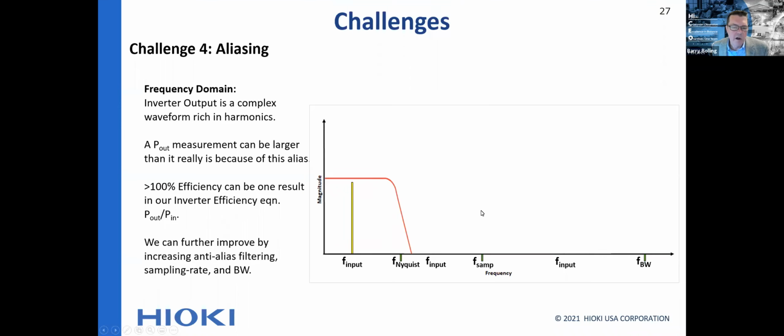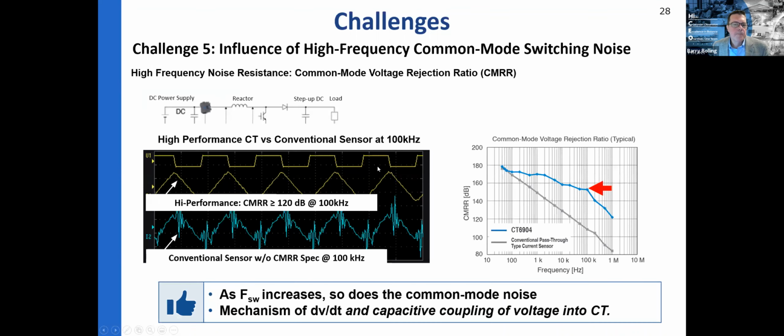You're going to have a lot of harmonic content. If you undersample that, your instrument will cheerfully calculate it into its power measurement. Okay, so the remaining challenge here is common mode switching noise. For a voltage input, common mode rejection, or CMRR, is pretty easy to achieve. For a CT, it's not terribly difficult either, but it's been ignored for many years.